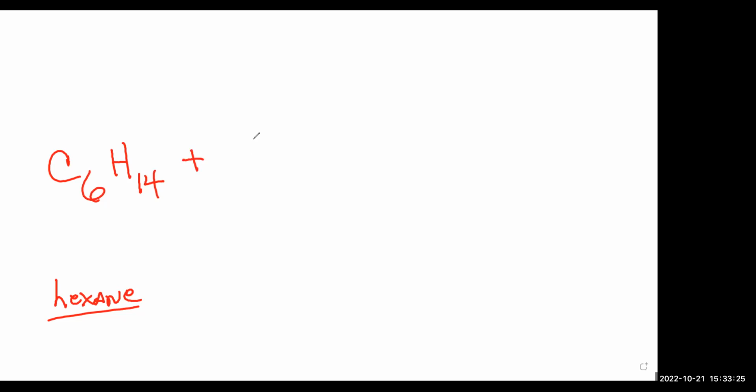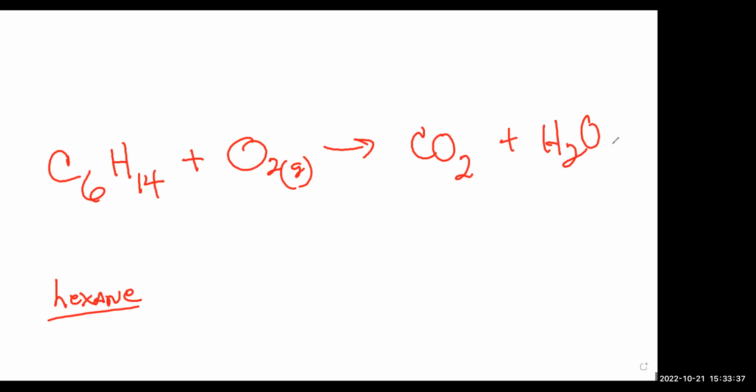So we need oxygen, okay? And the only 2 products we're going to be concerned about are carbon dioxide and water, okay? Which will all be in the gas phase. Okay, so step 1, we balance the carbons first, right? So we got 6 on the left, so we need 6 on the right.